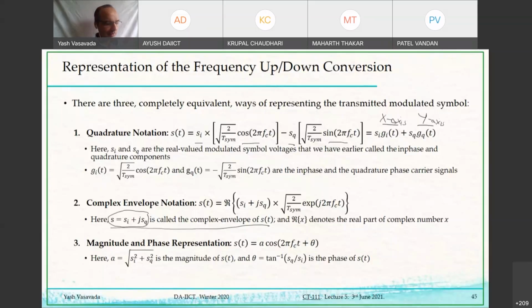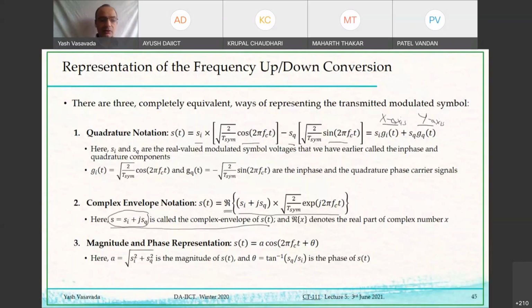Now, it is an easy math for you to show that if you take this complex number product and take just the real part of it, you get this expression. So this is what is known as the complex envelope notation. Here we are remaining in the complex number domain. The actual physical signal that gets transmitted cannot be complex valued, and so we have to take the real part. But otherwise, everything inside the bracket is purely complex.